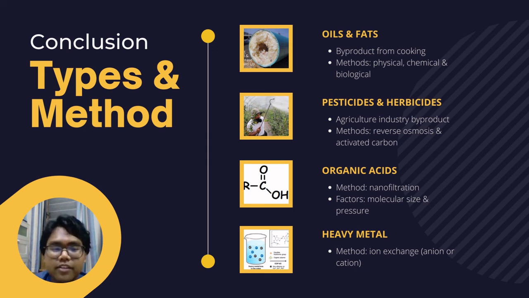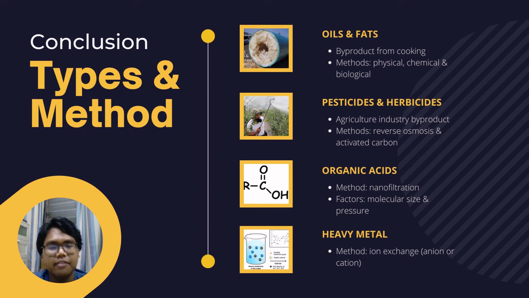So first we have oils and fats. It's typically the byproduct from cooking, and the methods used to overcome this problem in our waterways are physical, chemical and biological treatment. Next we have pesticides and herbicides. It's an agriculture industry byproduct to keep the crops in check, and the methods used are reverse osmosis and activated carbon filtration. Moving on, there's organic acid waste, and the method used is nanofiltration, and the factors that could affect this method are the molecular size and also the pressure.